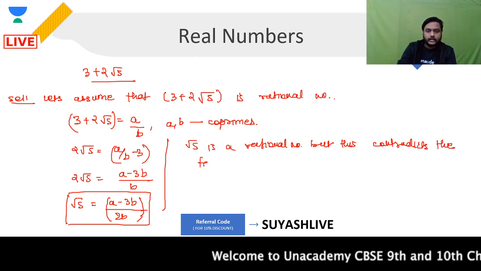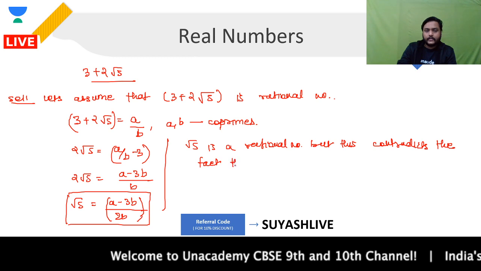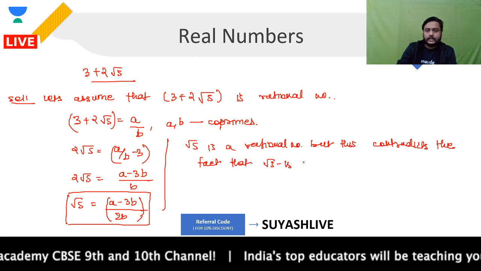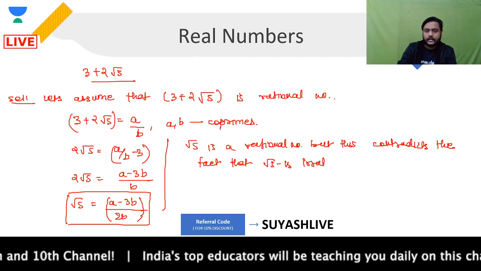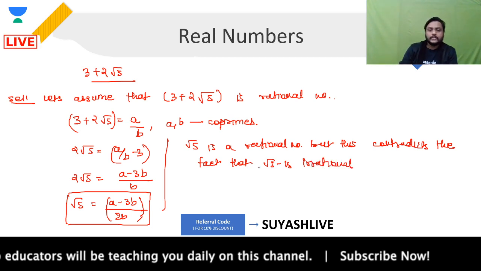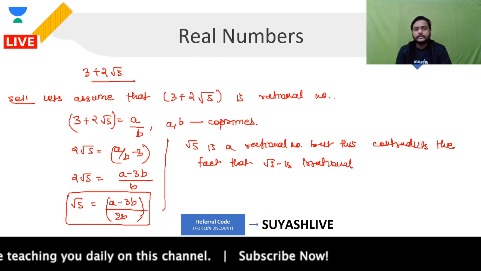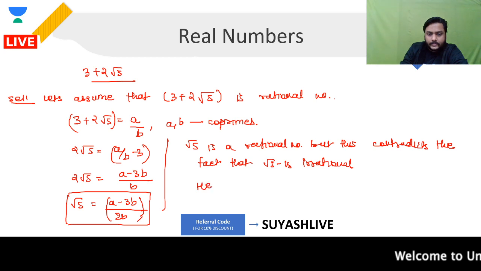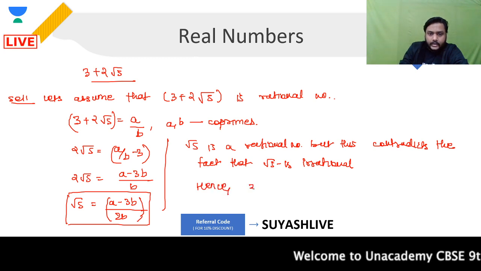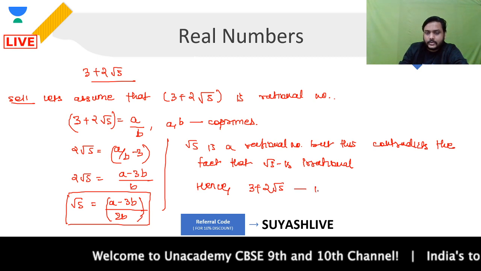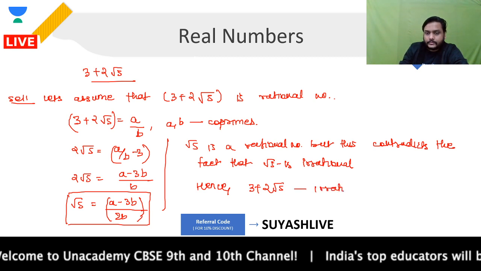Which fact? This contradicts the fact that root of 5 is irrational. Clear? Root 5 is irrational and this contradicts that fact. That is why you will say that your assumption is wrong, and hence 3 plus 2 root 5 is not rational. It is an irrational number.